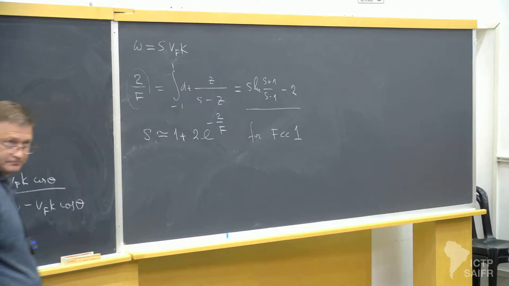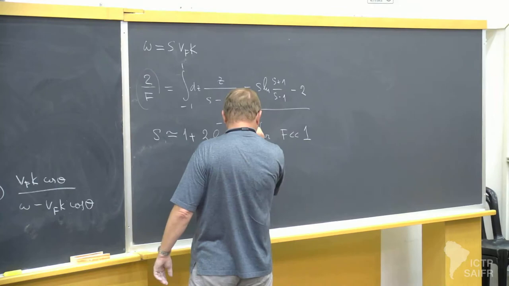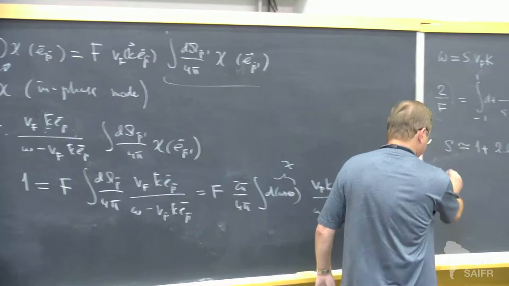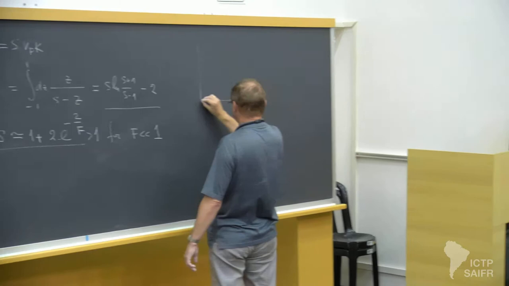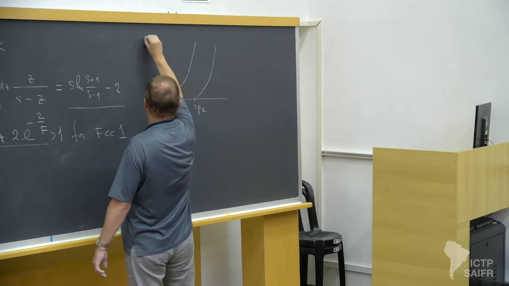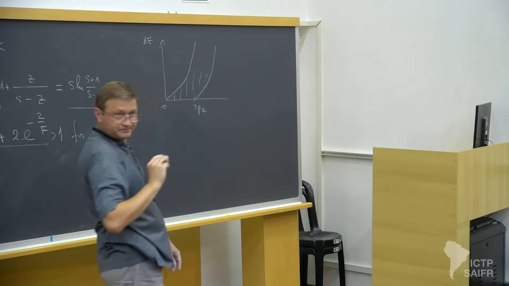Now, this is an approximate solution. The important point is that it is larger than 1. And why is it important? It makes this mode long-lived, non-decaying. Why is this? Remember this picture. Remember, because this is zero sound, this is called Landau zero sound.